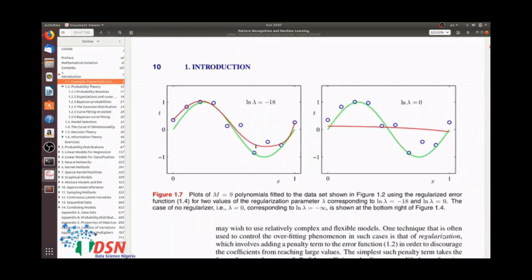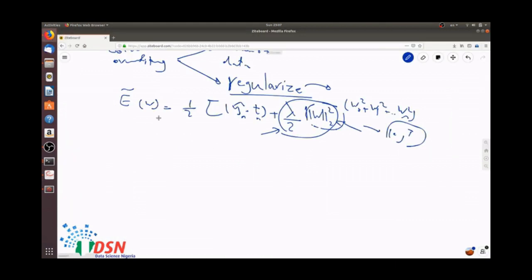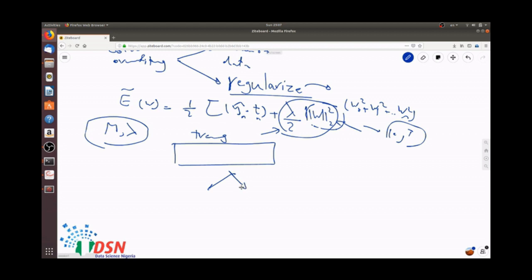A very good question is, okay, how should I find m or lambda? A very good way to do this is, if you have your training data, you could split it again into training data and validation data.